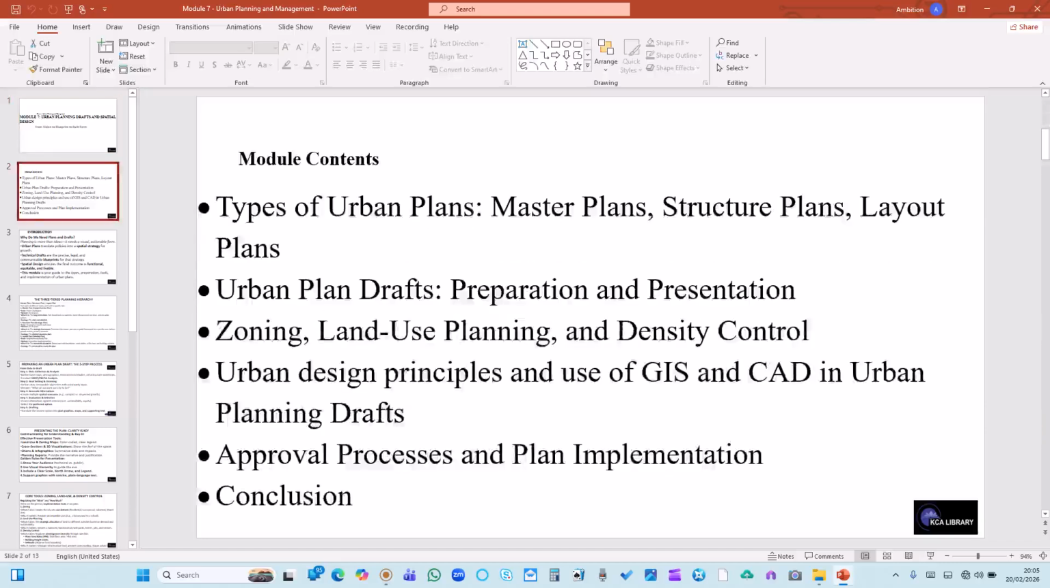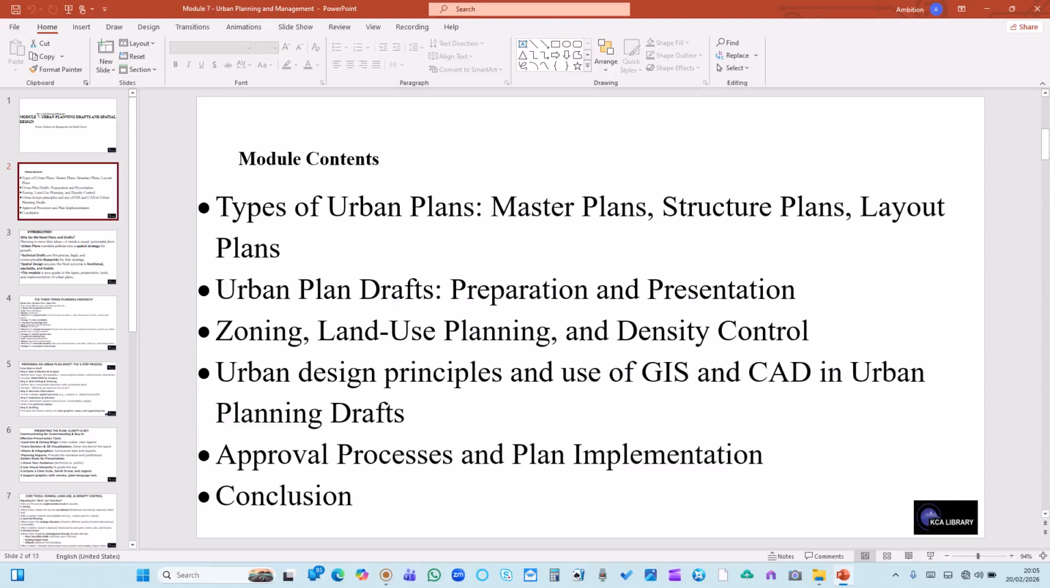The module content that we shall be looking at in this module includes types of urban plan, vis-a-vis master plan, structure plan, and layout plan. We'll also look at urban plan draft, vis-a-vis the preparation and the presentation. We'll also look at zoning, that is land use planning and density control.